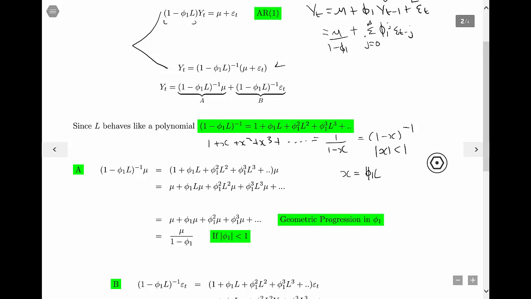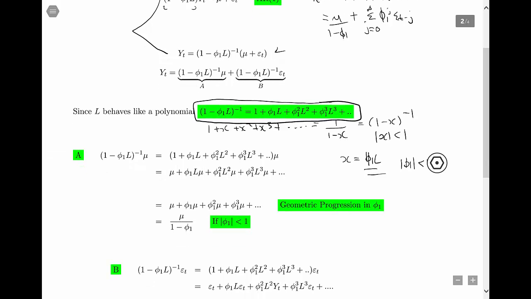Again, L isn't a polynomial, but it behaves like one. And again, we're going to be working on the assumption that phi1 is less than 1 in absolute value. Because L behaves like a polynomial, we can show that this entity here is equal to this. It's a geometric progression in phi1 L. So we can now use this result to work out terms A and B. Working out term A, we'll again multiply out. We can use the result from here. We're going to get this term here.